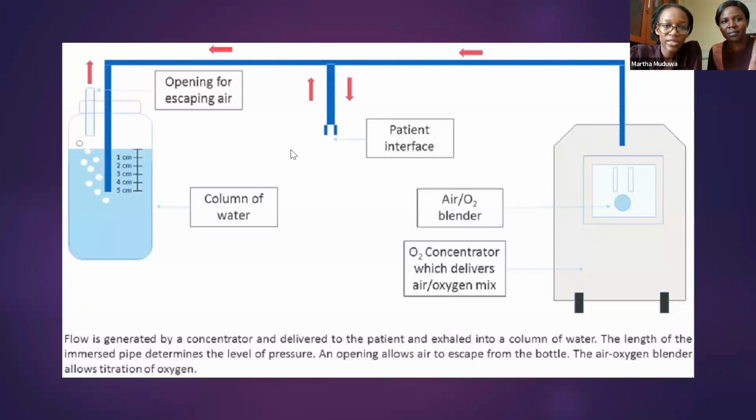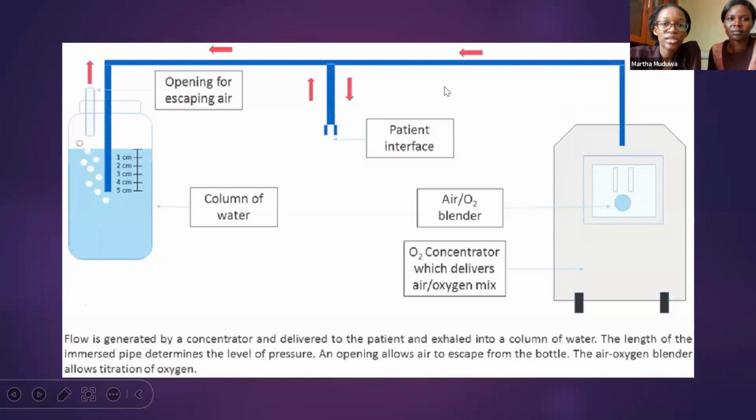So this is what the setup of a CPAP would look like. You have your oxygen or air source. Ideally, you should be able to blend your oxygen and air. So we have an oxygen and air blender. It can be a concentrator, or it can be a device that delivers mixed air and oxygen. And so you have your inspiratory tube that comes to the baby. This is where your baby is at, the patient interface.